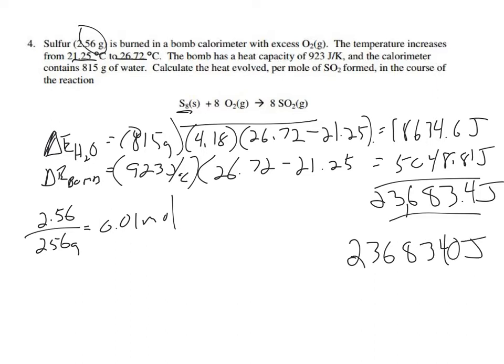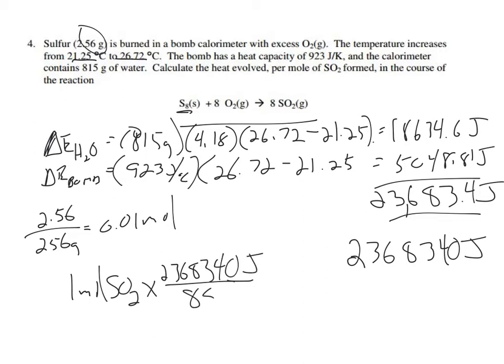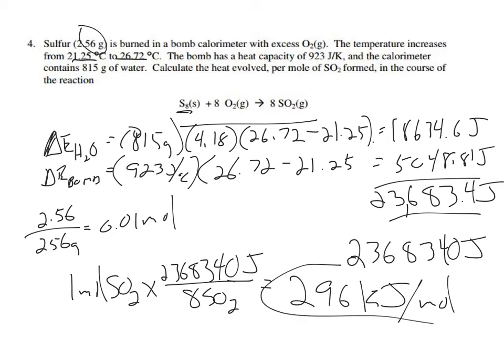That's burning 1 mole of sulfur. So if we set this up, we want to know how much energy is there per mole of SO2. Well, we know if we burn 1 mole of sulfur, we get 8 moles of SO2, which means that same number, 2,368,340 joules, is equivalent to producing 8 moles of sulfur dioxide. So that number divided by 8 comes out to 296,000 joules, or 296 kilojoules per mole of SO2.